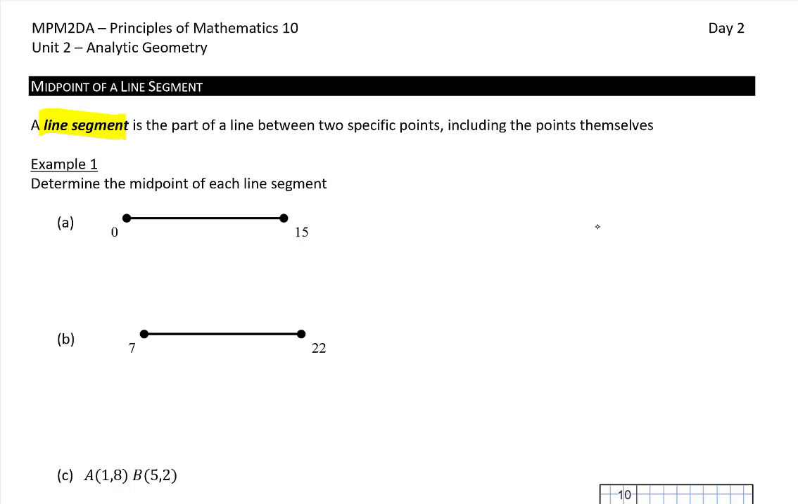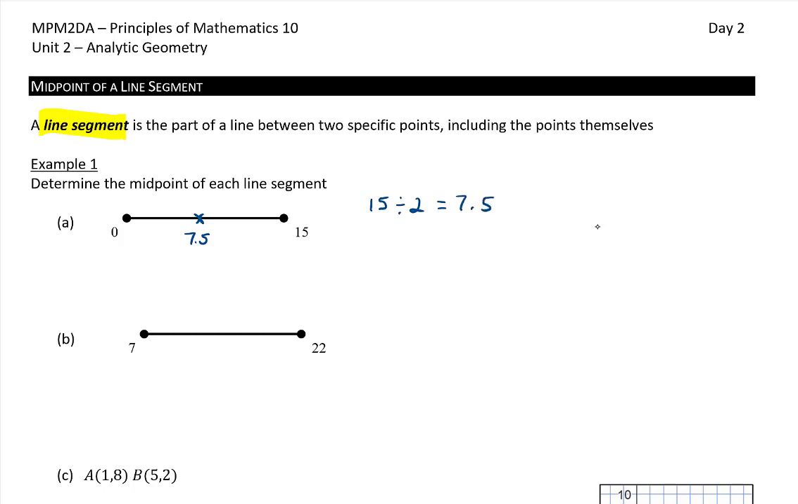So starting with the first line, if it starts at 0 and goes to 15, we see that the midpoint occurs here at 7.5. And to get that answer, we just take 15 and divide that by 2, which we know equals 7.5.